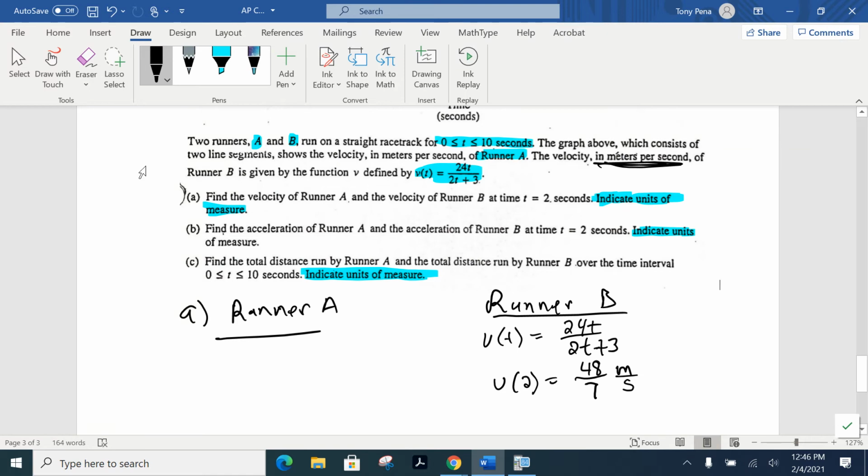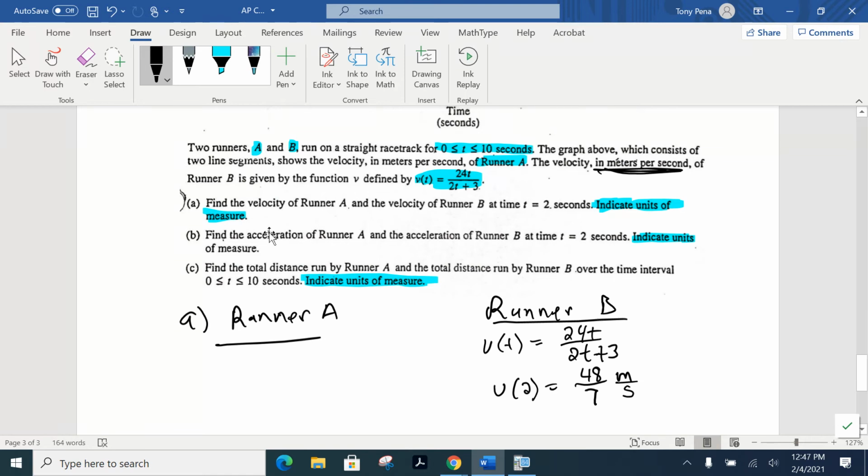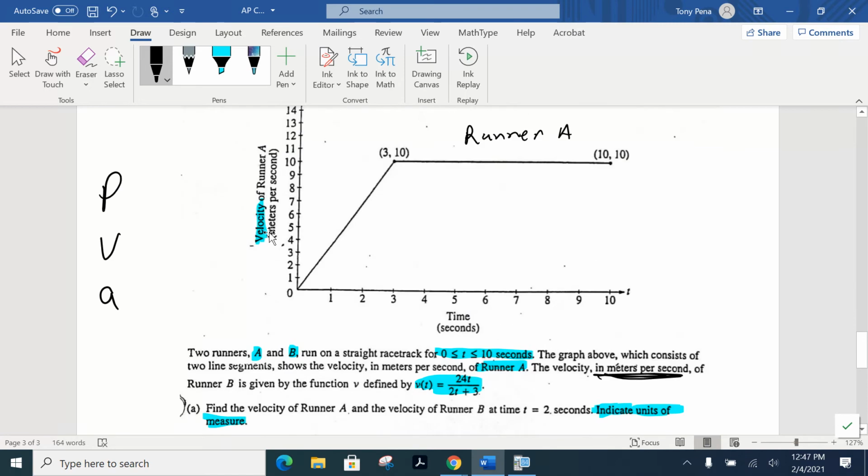Then we need runner A. So if we look at our graph, we've got to use the graph for runner A. We want runner A's velocity at 2 seconds. So velocity graph, here's the time of 2 seconds. Tell me what you think. Write down what you think that is, or at least have a strategy, or what do you think the answer is?